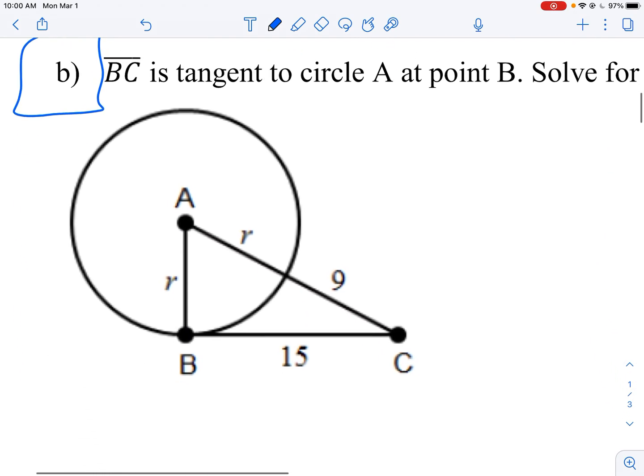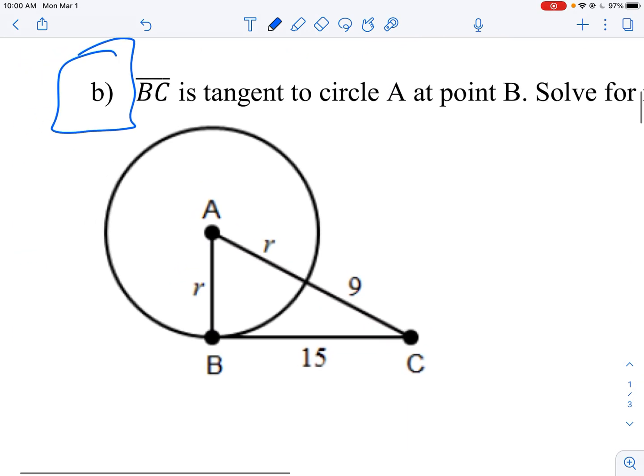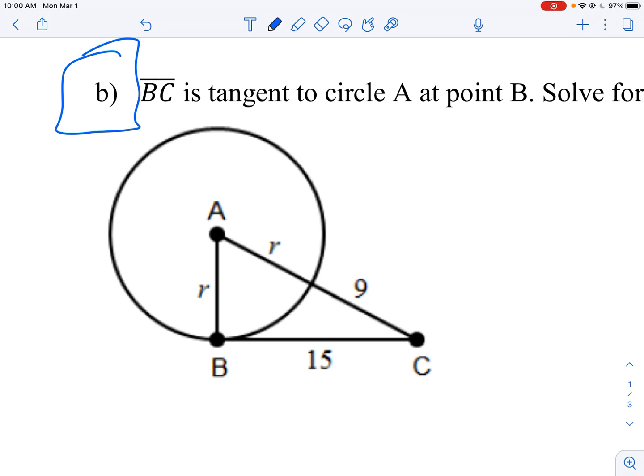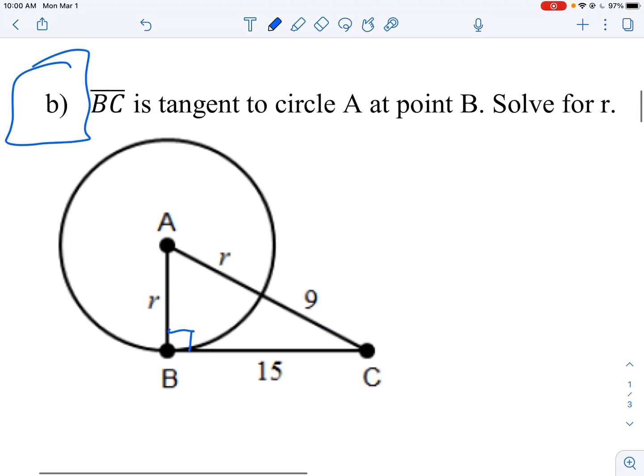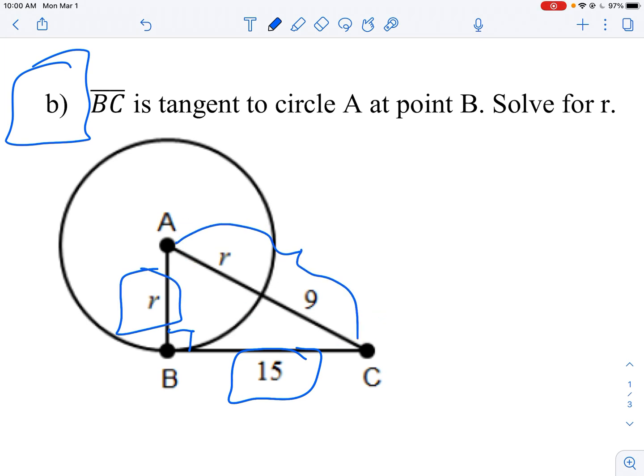Let's go through a few of these and see if we can solve for an unknown. So let's look at B. Again, we have a right triangle because this is a tangent and B is the point of tangency. We're supposed to solve for this R length here. Well, we don't know the R length right now, but we still can use the Pythagorean theorem. This squared plus this squared equals this squared. And so this entire distance here is R plus 9.